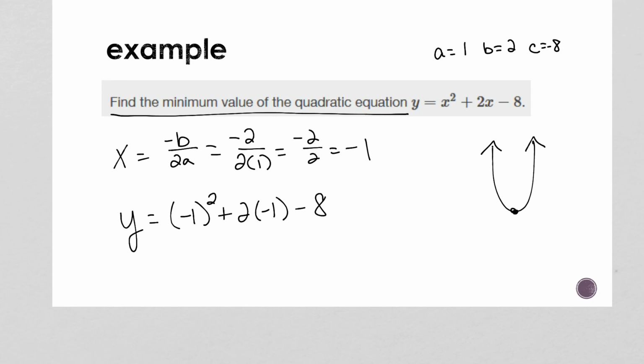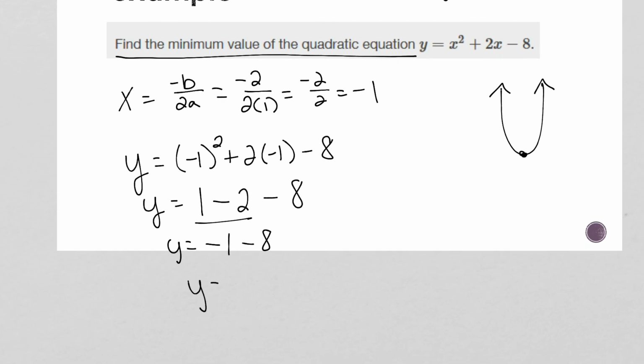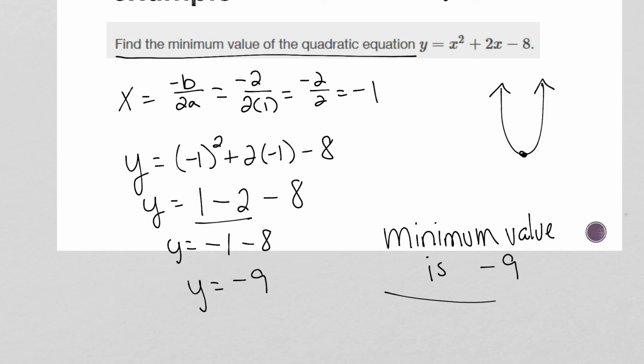-8. Okay, so we would get +1, because -1 times -1 is +1, -2 minus 8. 1 minus 2 is -1, minus 8. And then we get that y is equal to -9. So our minimum value is -9. Remember, it's the y coordinate of the vertex.